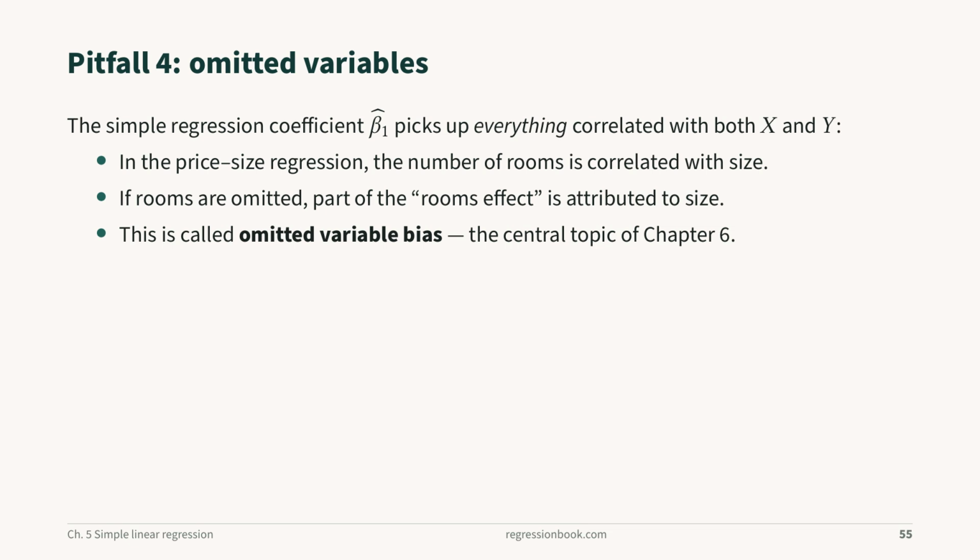Fourth pitfall, the one that opens the next chapter. The simple regression slope picks up everything correlated with both x and y. Rooms correlate with size; omit rooms, and part of the rooms' effect masquerades as the size effect. That is omitted variable bias, and Chapter 6 is devoted to it.